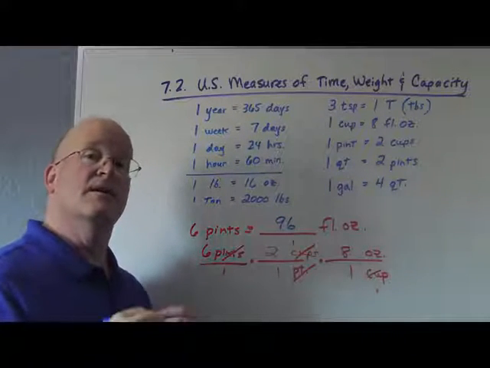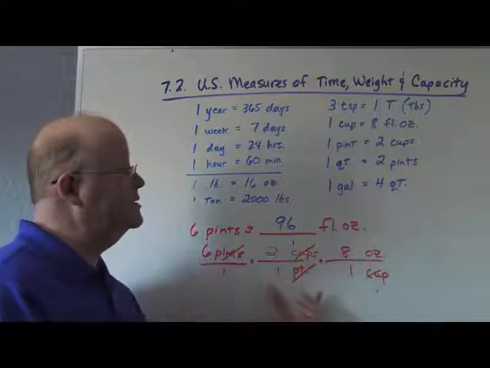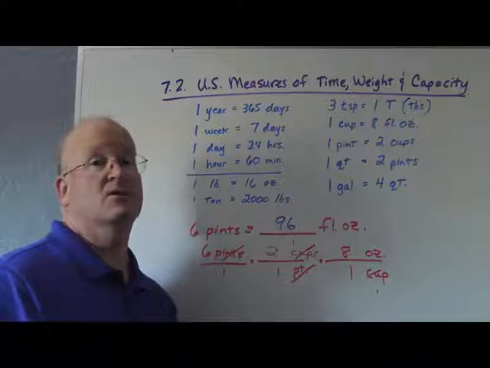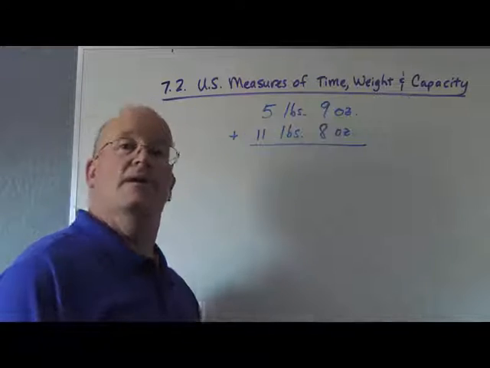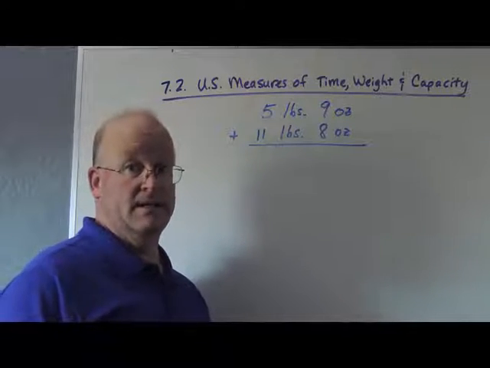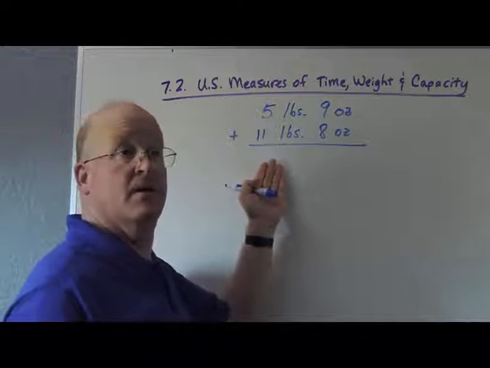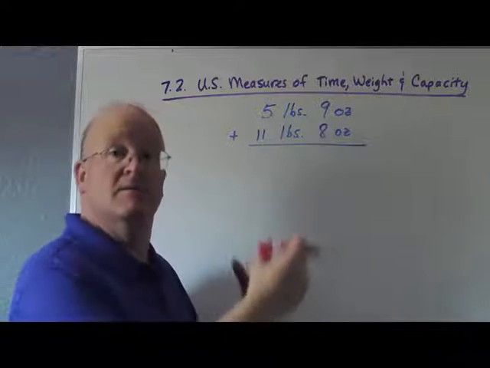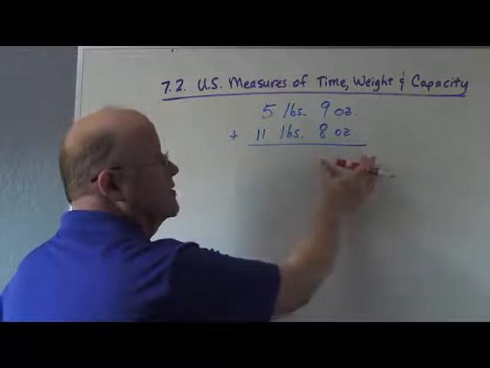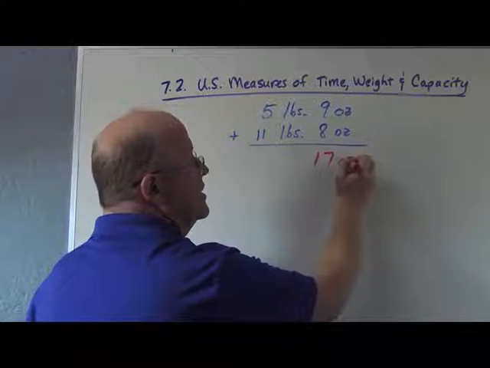Whenever I am using the English or U.S. system of measure, I want to use these conversion fractions to be able to move back and forth between these quantities. Now let's add some weights together. I've got 5 pounds 9 ounces plus 11 pounds 8 ounces. We've got these lined up in columns by units, and let's start in this ounce column. 9 plus 8 is 17 ounces.